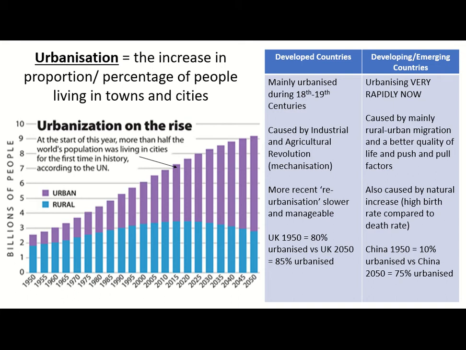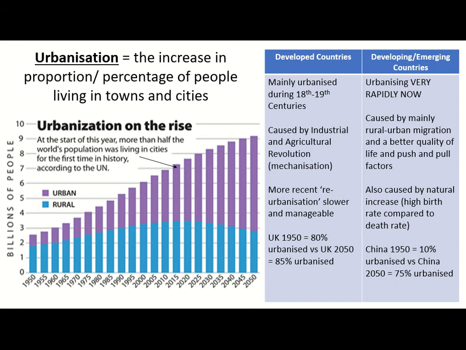And then I've got a comparative stat for you just to show you the rate of urbanisation in these areas. So looking at the UK in 1950, it was already about 80% urbanised. By 2050, so a 100-year period, it's going to be about 85% urbanised. So that's an urbanisation growth rate of 5%. It's still urbanising, but it's far, far slower.